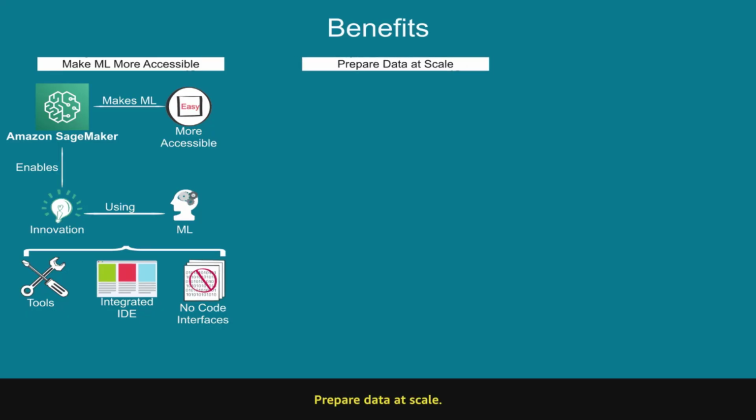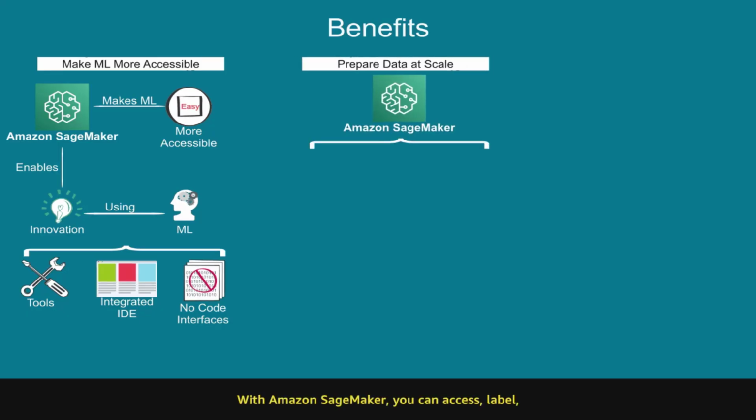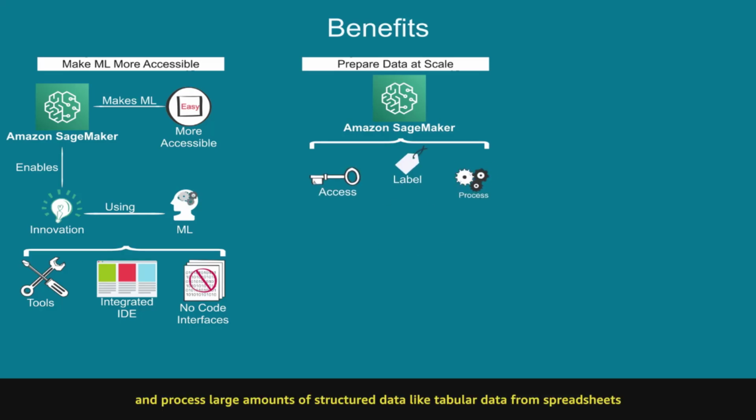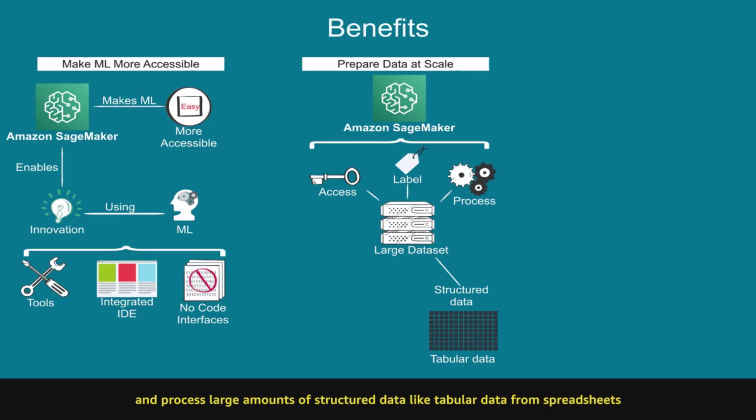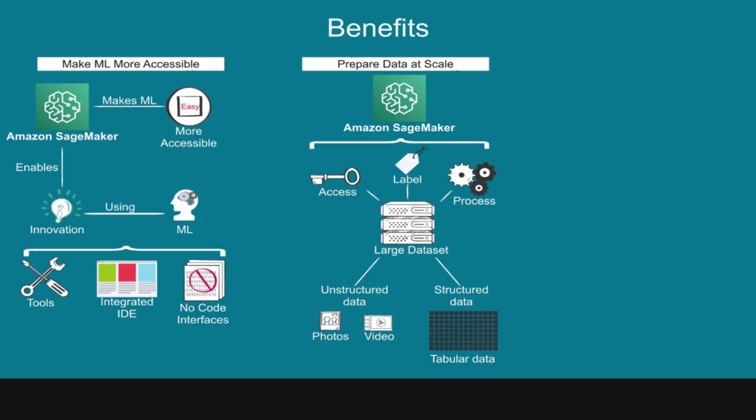Prepare data at scale. With Amazon SageMaker, you can access, label, and process large amounts of structured data, like tabular data from spreadsheets, and unstructured data, like photos, video, and audio.